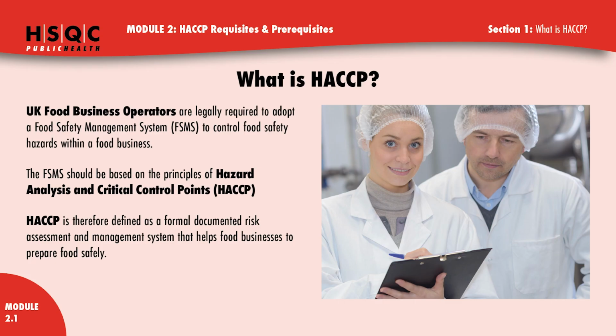Module 2, Section 1. What is HACCP? UK food business operators are legally required to adopt a Food Safety Management System, FSMS, to control food safety hazards within a food business. The FSMS should be based on the principles of hazard analysis and critical control points, HACCP. HACCP is therefore defined as a formal documented risk assessment and management system that helps food businesses to prepare food safely.